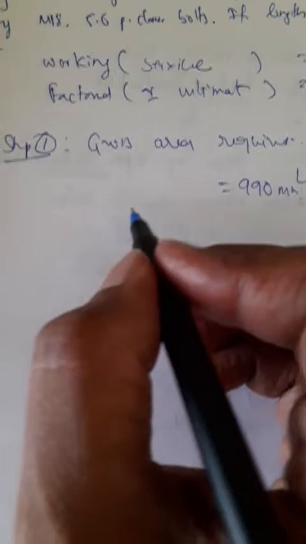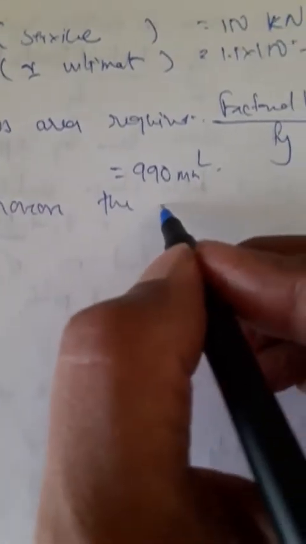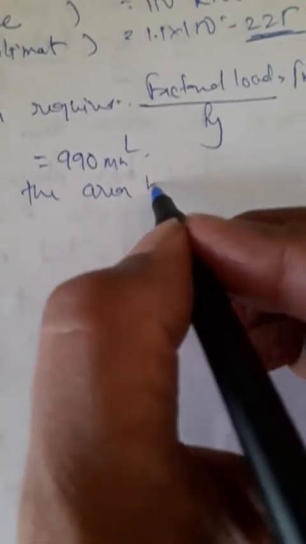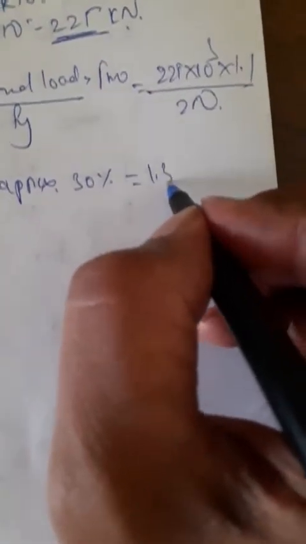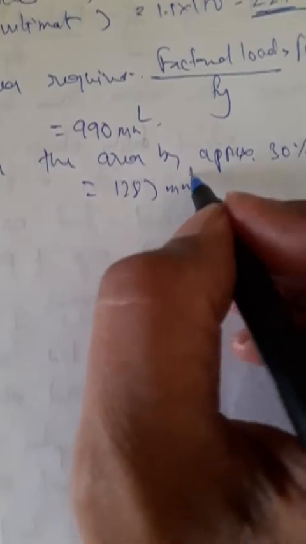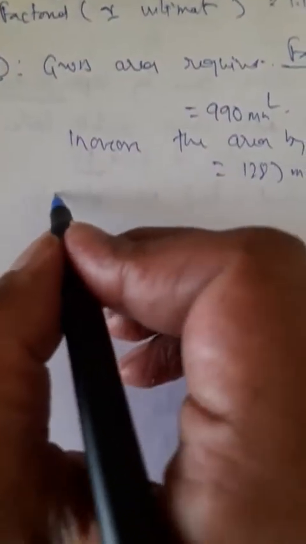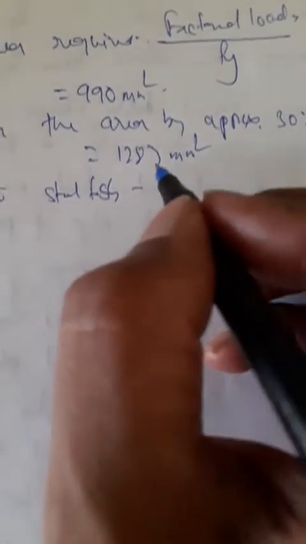Now for safety purpose, increase the area by approximately 30%. So it means multiply the value by 1.3 into 990. So you have the answer 1287 mm square. Now refer to steel tables. Find a section such that its area is little more than 1287.